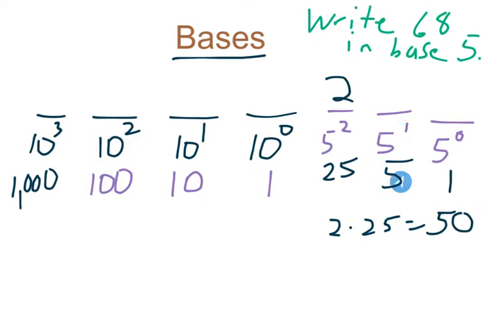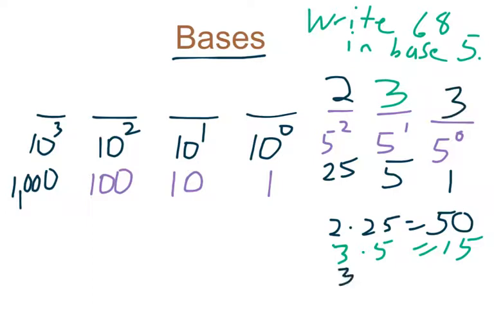So how many 5s will go into 18? 3 5s. So I'm going to put a 3 there, and then I would write down here 3 times 5 gives me 15. Now I'm up to 65 if I add these up. And I need 68, so I need 3 more. So I would write 3 times the 1 spot. Where am I getting that 1 from? From right here. So 3 times 1 gives us 3. And these numbers, when we add them up, you can check them, they should be 68.